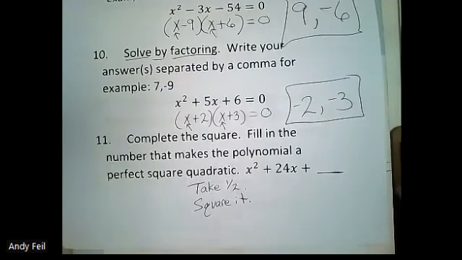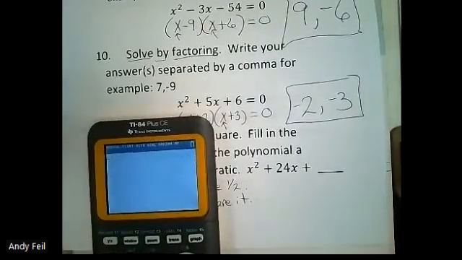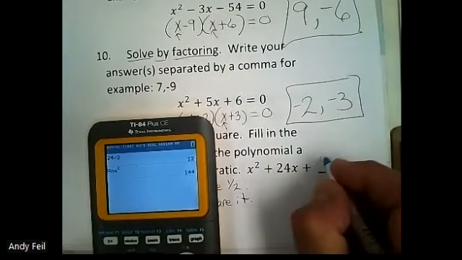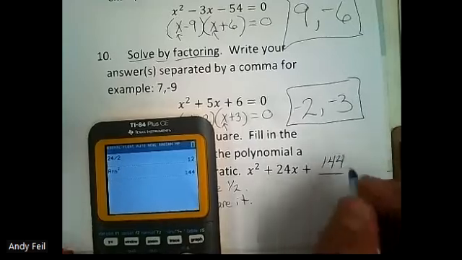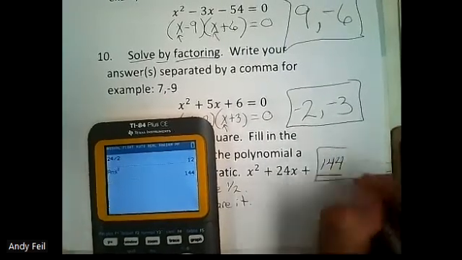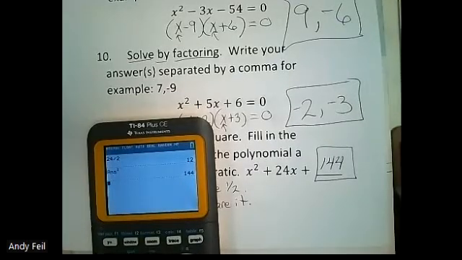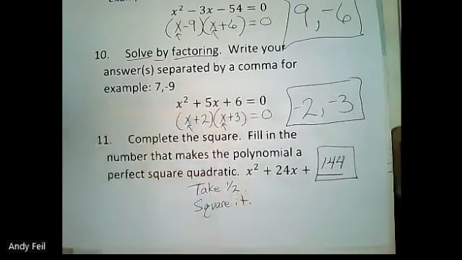So on your calculator, you want to take half of 24. So take 24 divided by 2 and then square it. 144. Was that somebody at the door? Just my imagination. Anyway, 144. Take half and square it. Easy.